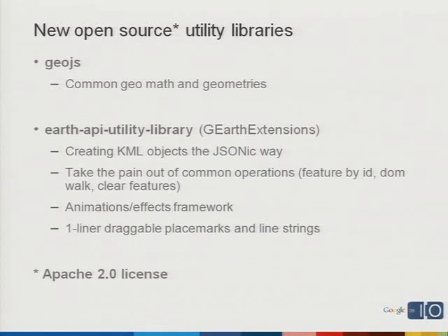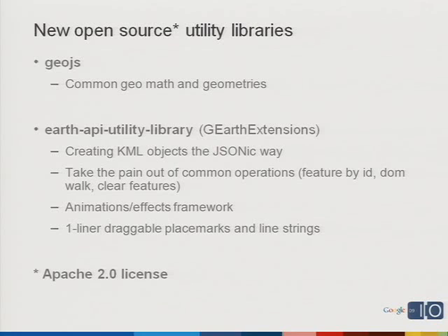The Earth API utility library, or geEarth extensions, is kind of what you just saw. A lot of the editing and animation effect stuff is handled by that. It allows you to create KML objects in a very JSONic way. So if you're a JavaScript developer and not really a KML developer, and you want to use the Earth API, this utility library may be for you. It also takes the pain out of common operations, such as walking the DOM, and I'll explain that in a second. Walking the DOM, getting features by ID, clearing features.